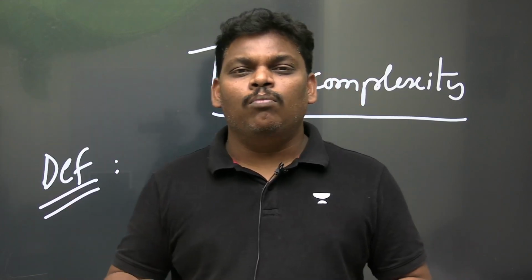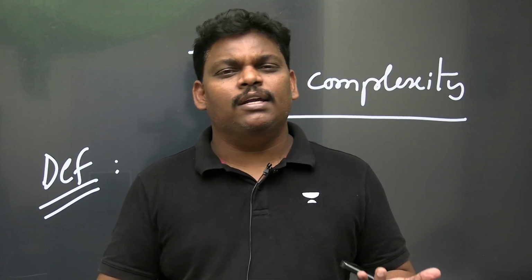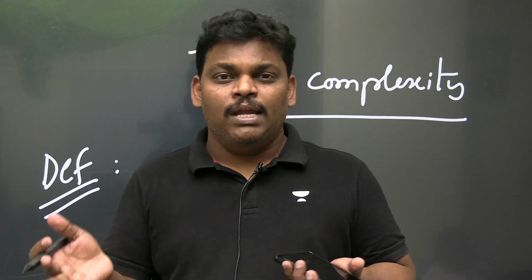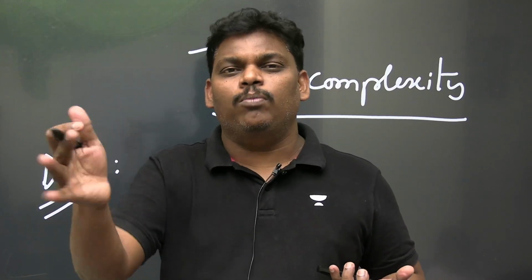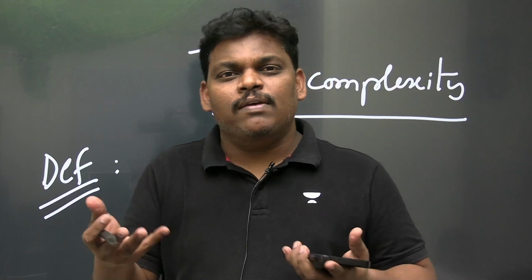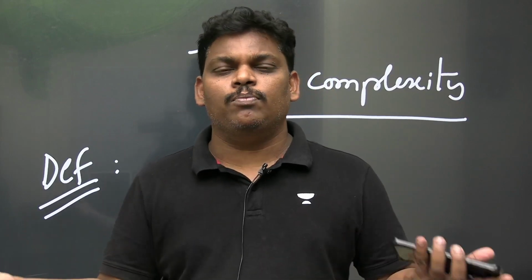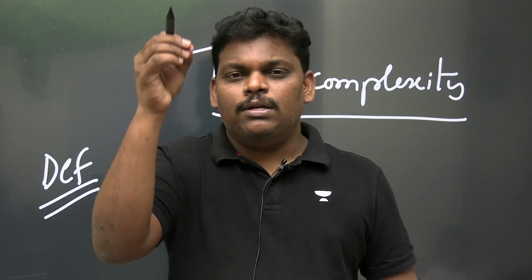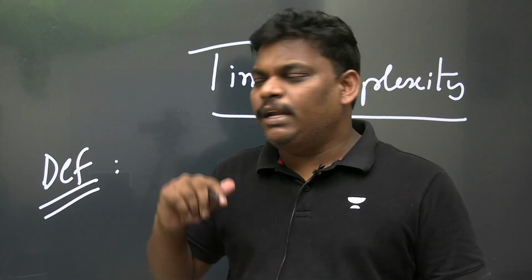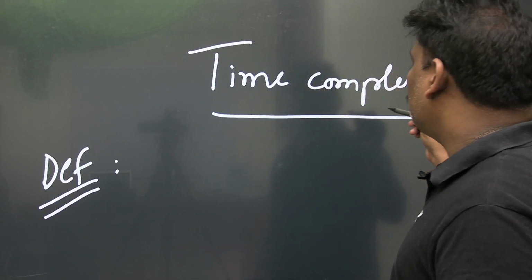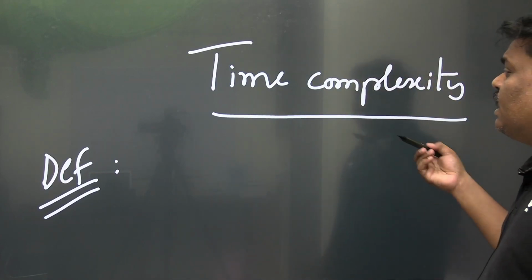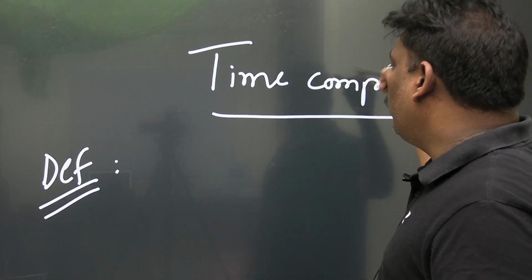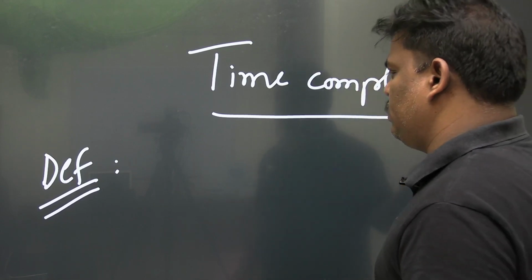If it is taking more CPU time, I think it is not at all advisable. It should take as minimum time as possible. At the same time, it should solve your problem also. Suppose it is taking very less time but not solving your problem, what is the use of it? So it should take minimum time and it should solve your problem. I am repeating the definition once again: the amount of CPU time your program is taking while running is known as time complexity.